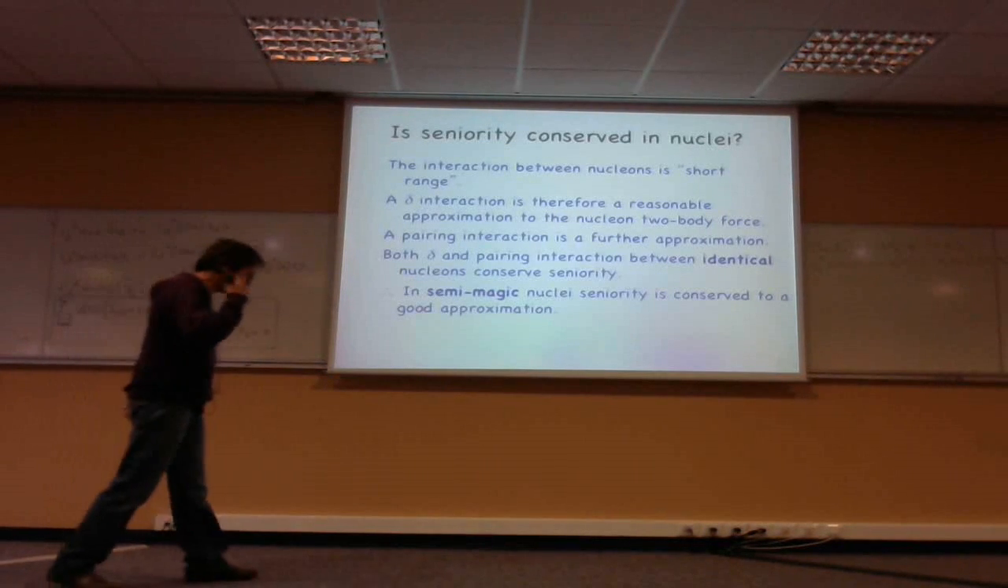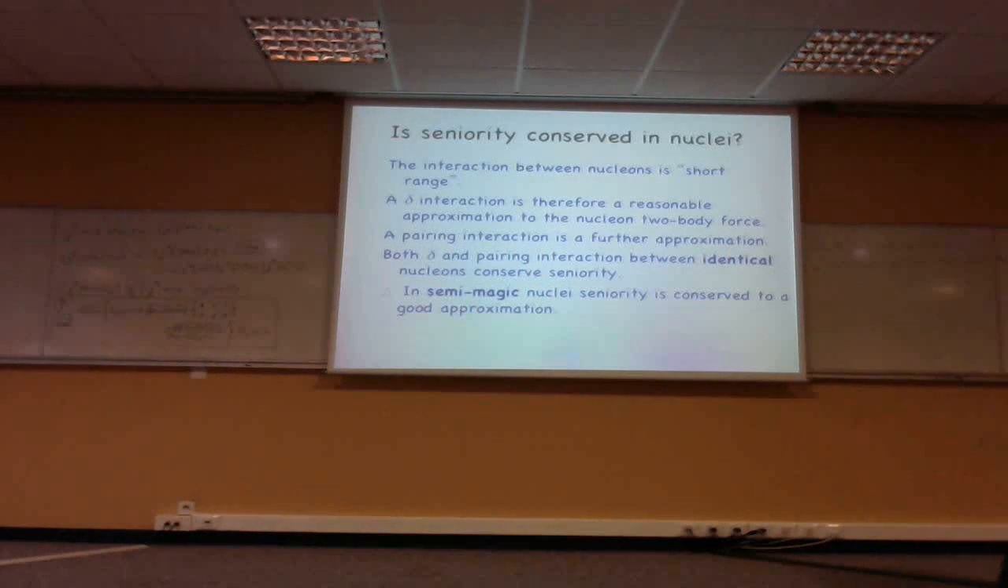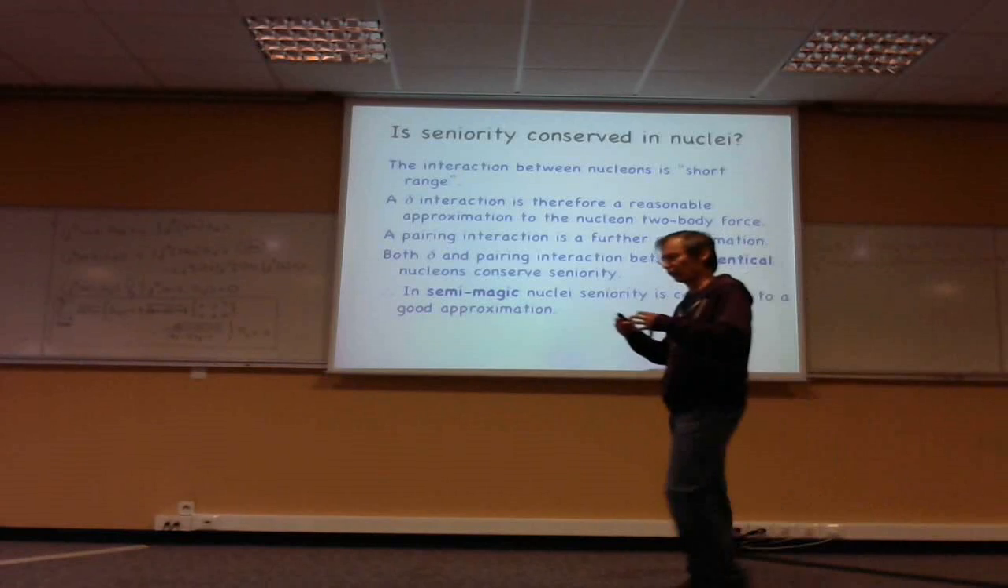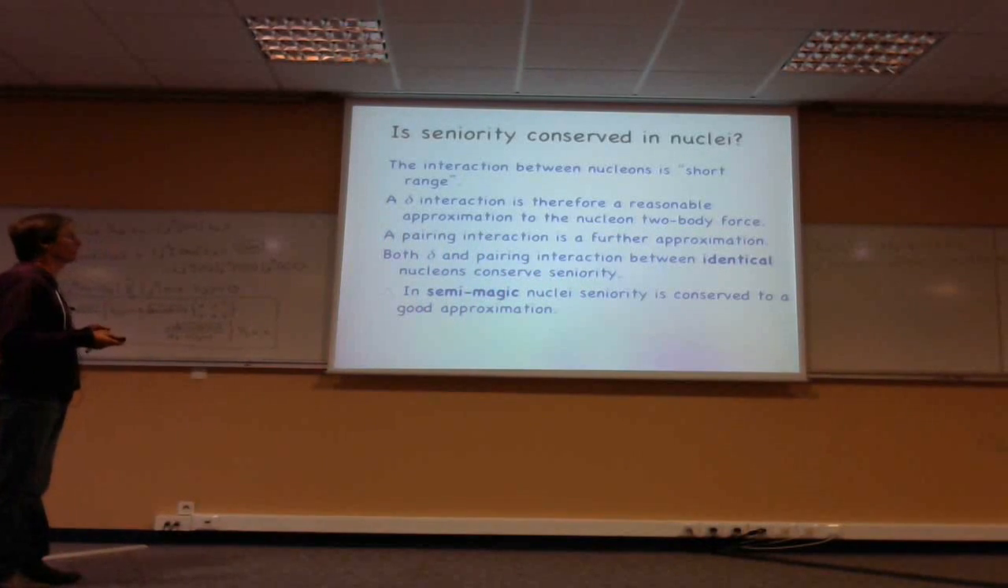Okay, so now you can say, well, again, this is only for identical nucleons, right? So I'm talking about semi-magic nuclei, either neutrons or protons, and we will see examples of that in the exercises. So then you have to ask the question, is seniority conserved in nuclei? And so, as I said, the pairing interaction conserves seniority. Then I argued that there is a much larger class of interactions that conserve seniority.